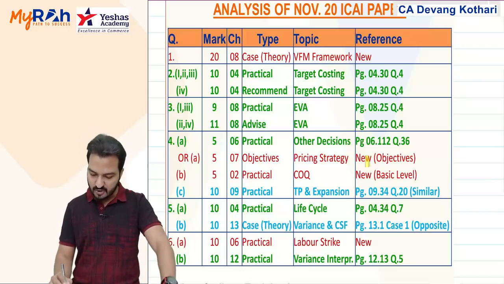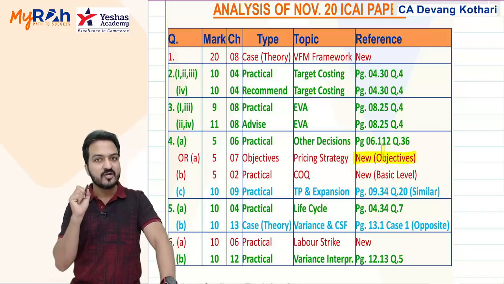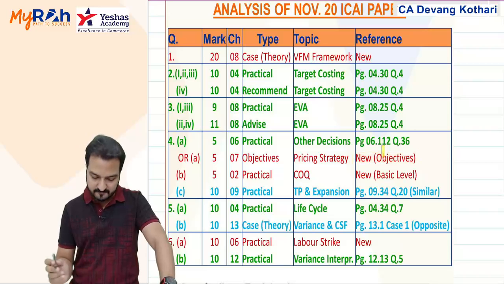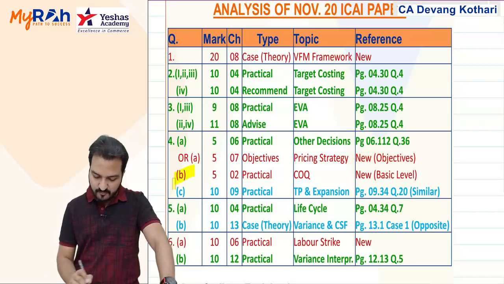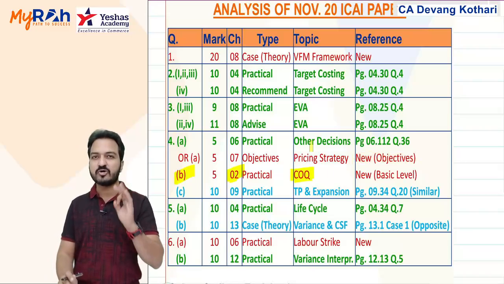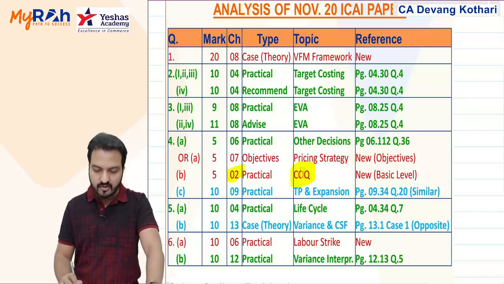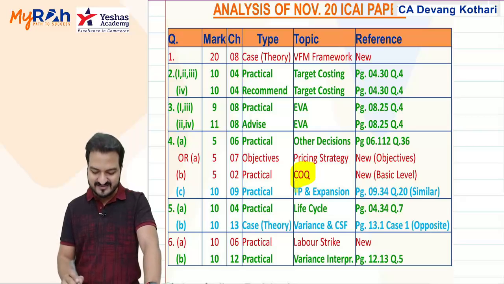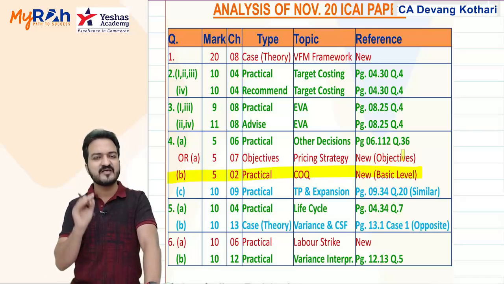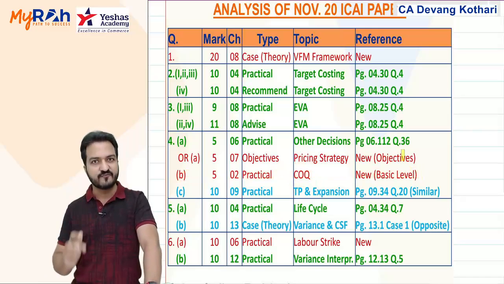This was just an objective question in which you had to point out that in this situation this pricing should be done. Question 4b was from chapter 2. Chapter 2 had the first topic as cost of quality. This is regarding cost of quality, and trust me, this is again marked as red, new question, but it is a very basic level question, calculating a cost of quality.